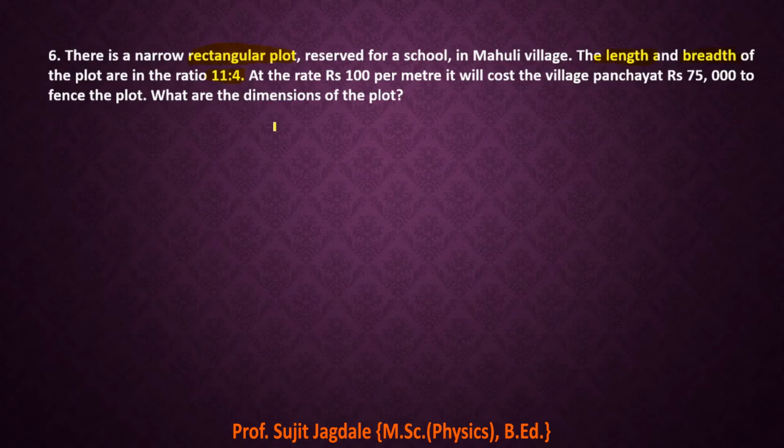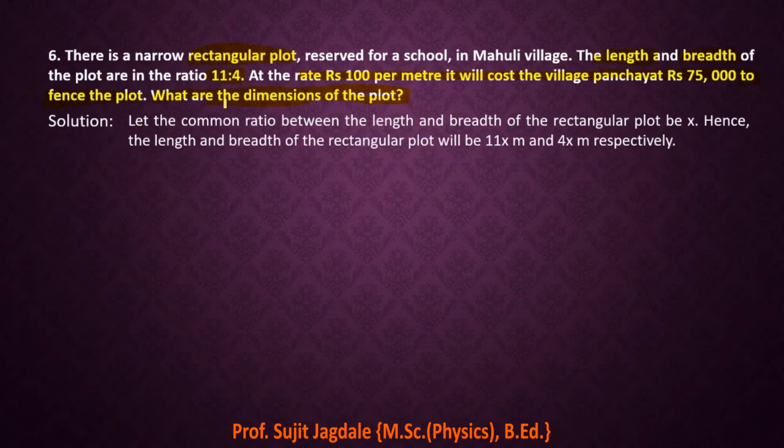The ratios example. Now at the rate of Rs 100 per meter, it will cost the village panchayat Rs 75,000 to fence the plot. That means they have to fix the fence. They have to insert the fence. That means they want to fence that plot, and they had a total cost of 75,000. That means they had spent 75,000 rupees at the rate of Rs 100 per meter. And what are the dimensions of the plot? Dimensions means they are asked to find out the length and breadth.